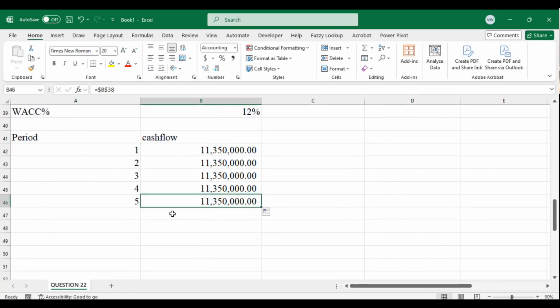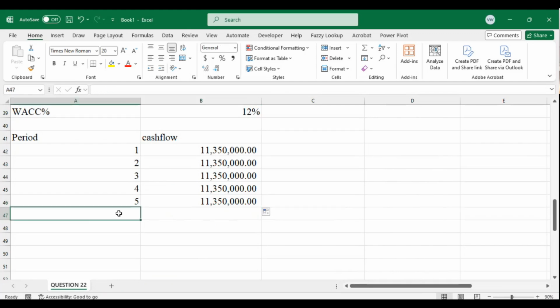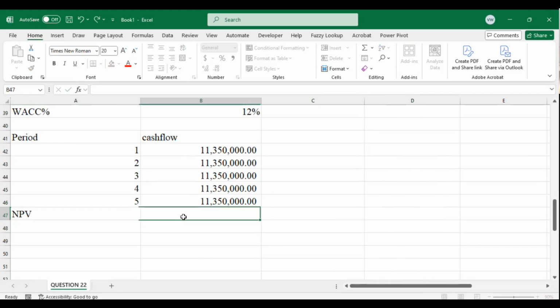So now that we have that absolute reference, we can proceed and get the NPV. But there's one important step that we should not forget. And this crucial step is that when computing the NPV, you must include all the cash flows.